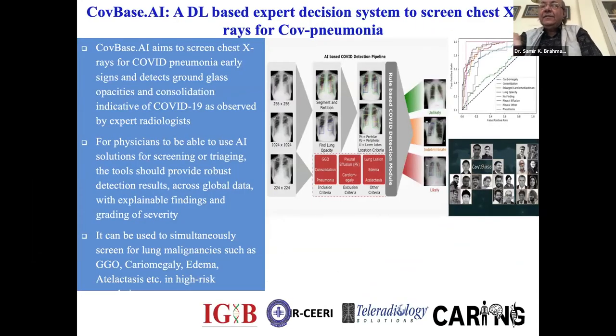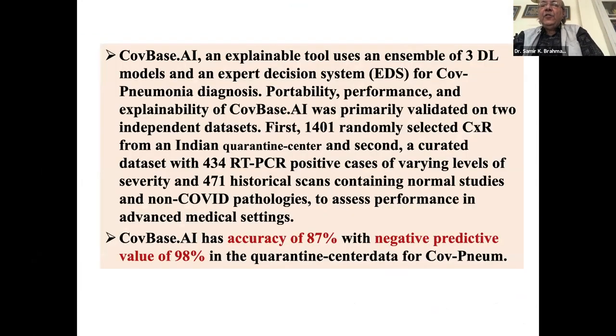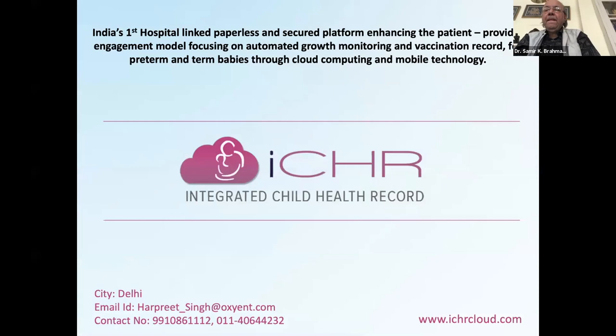This has happened. It's a CSIR effort, IGIB, CSIR-CDRI, and Caring, the Mahajan Clinic, and they have come up with an AI-based X-ray detection for pneumonia for COVID. Next slide. And you can see it has an 87% accuracy and a negative predictive value of 98%, on whether this COVID patient has pneumonia or not. Next slide.